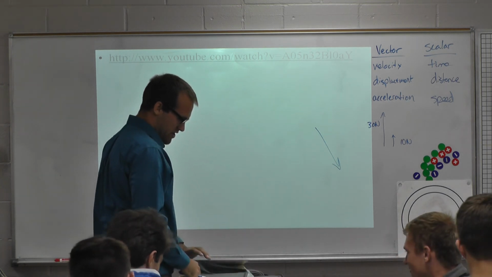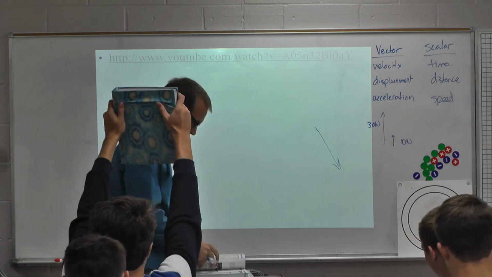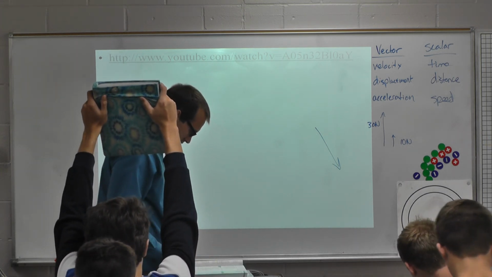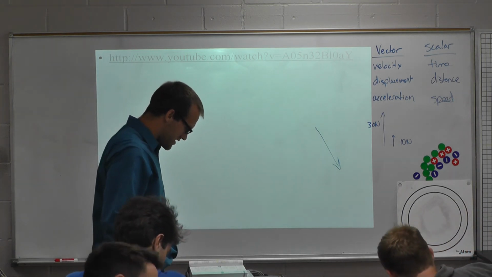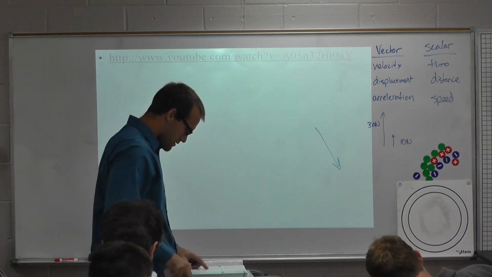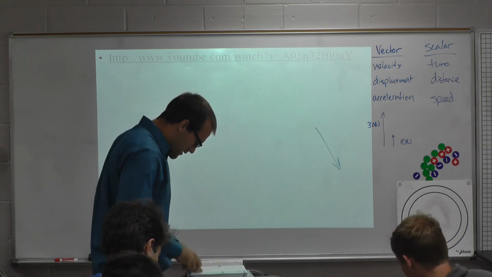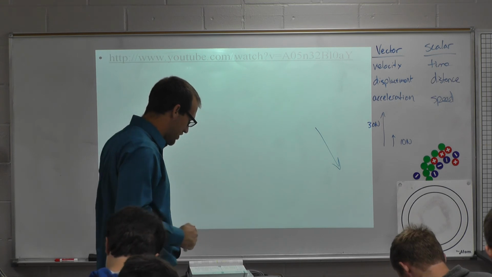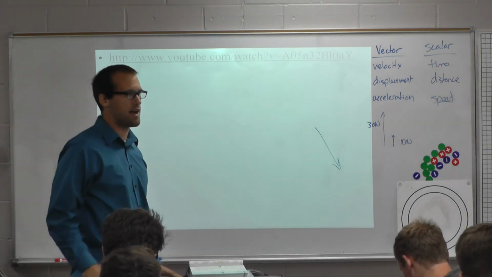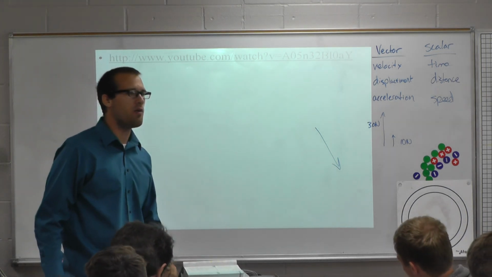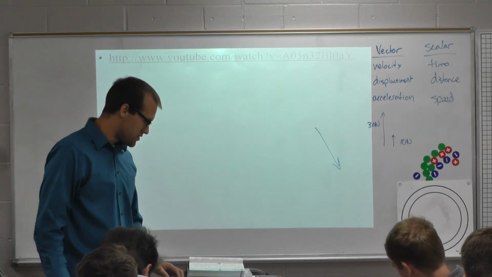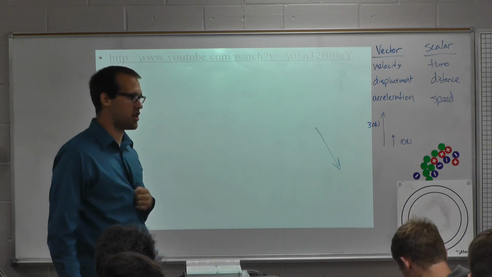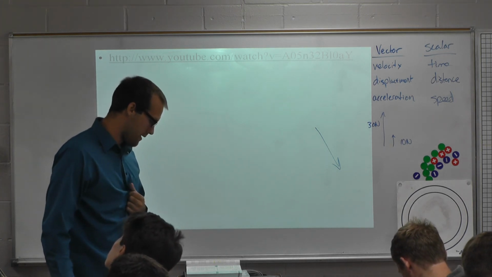Turn your book to whatever your homework page is. 83. Is that the one that says which of the following quantities are... Okay, 2, 3, and 4. We're actually not going to do that. What they wanted you to do is get a protractor out and use a ruler. We're not going to do that. So here's what I want you to do for number 2. I want you to draw a picture of what it's saying.